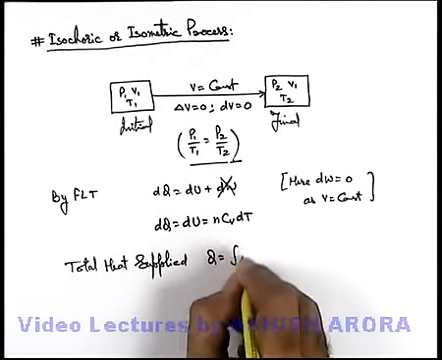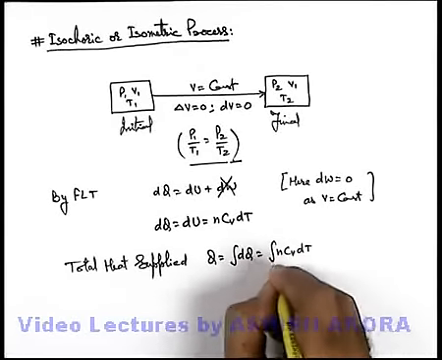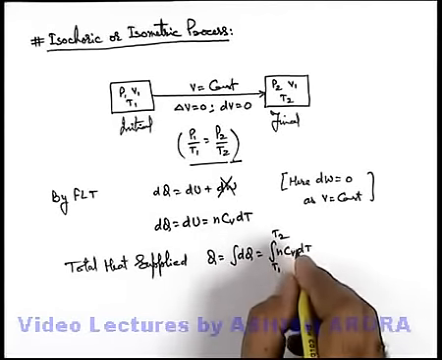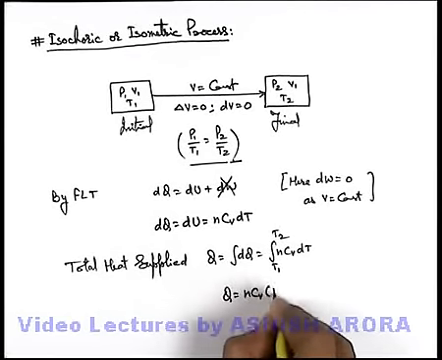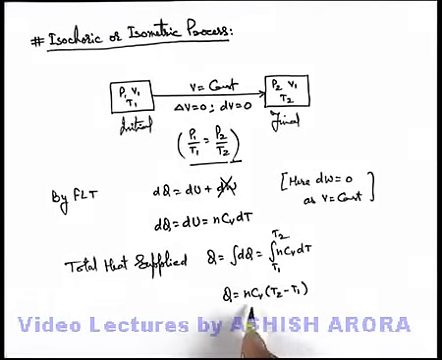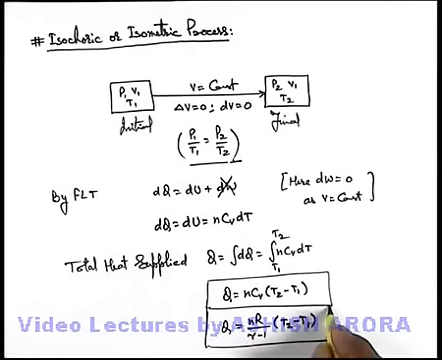This q can be written as the integration of dq, which is the integration of nCv dT, with temperature rising from T1 to T2. So here heat supplied can be directly written as nCv (T2 minus T1), or the value of Cv we can write in terms of the gas constant, as nR by (gamma minus 1) into (T2 minus T1). So be careful about these relations. These are quite useful for calculation of heat supplied in an isochoric process and various numerical problems.